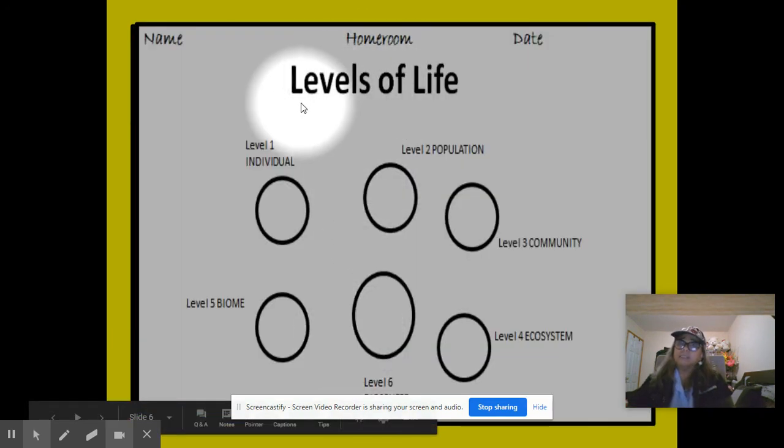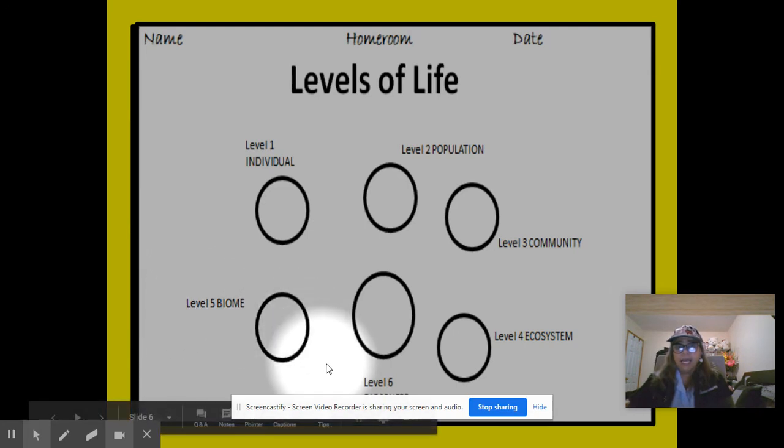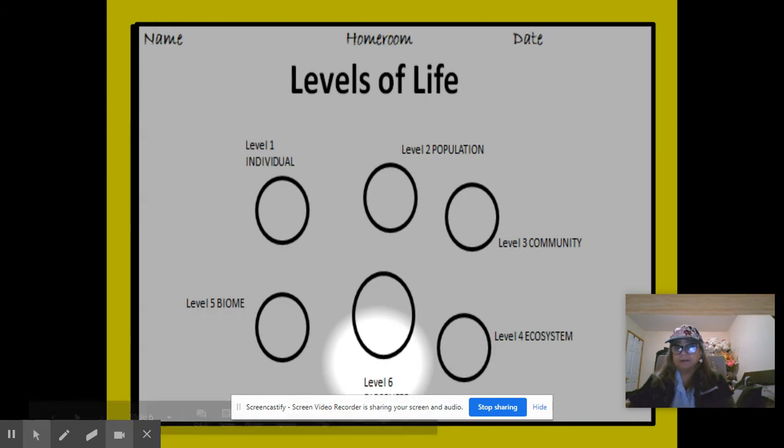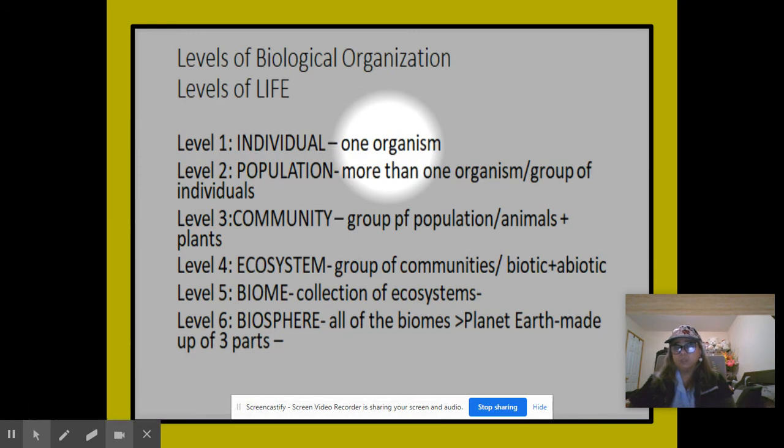Now, also talking about ecosystems, we have here the 6 levels. So-called individual, level 1, level 2 would be population, level 3 would be community, 4 would be ecosystem, 5 biome, and 6 would be the biosphere or our very own planet Earth. So here, level 1 individual, we just mean that we're just talking about one organism. It can be a plant or an animal. So level 2, what do we mean by that? So a group of individuals, more than one organism, it's called a population.